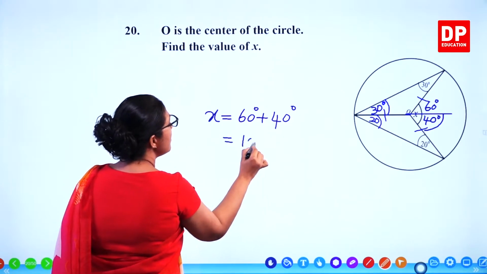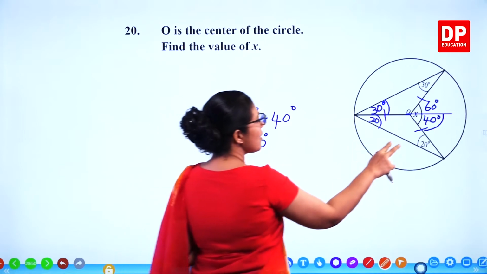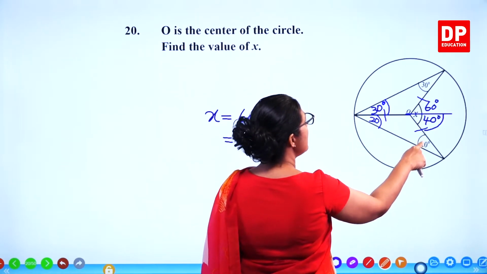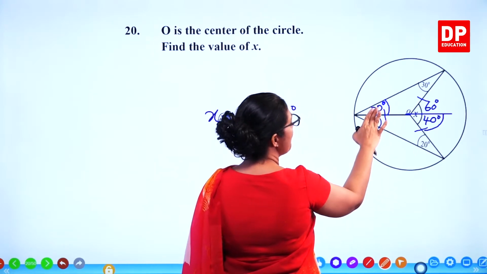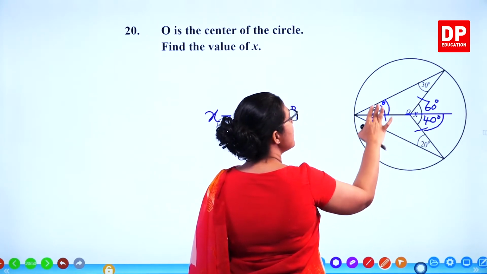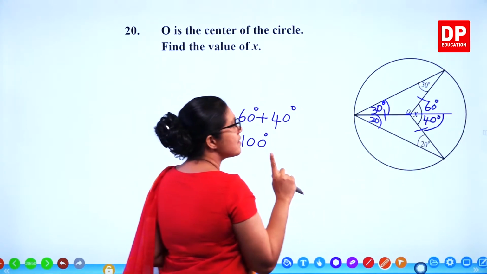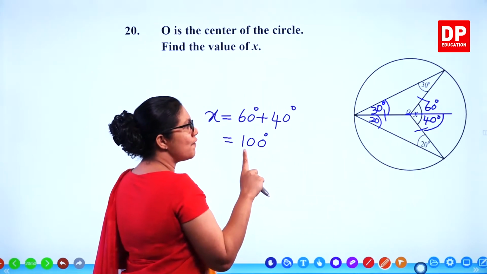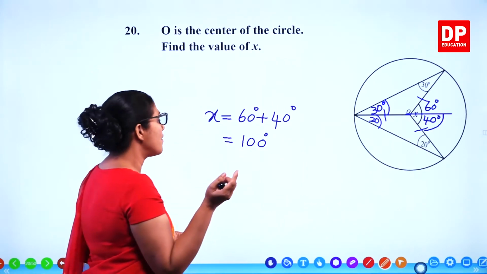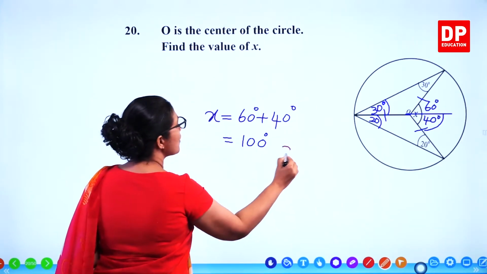Or you can use another method easily. So here this is 20, this is 30, so you can find out 30 and 20 there. Then this angle is the angle subtended on the circumference, and this angle is double of that. 50 into 2, that's 100. So that's also possible. 2 marks.